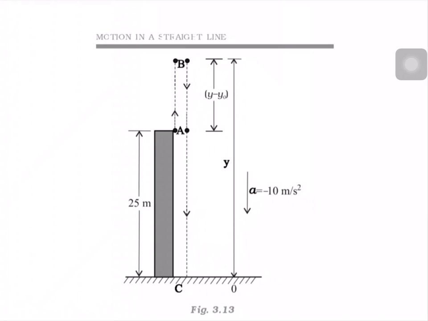So the question has two things. One is how much distance is traveled by the ball from A to B, and the second is how much time is taken by the ball to hit the ground. So there are two questions.